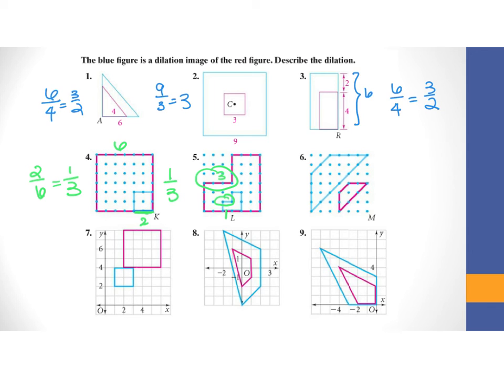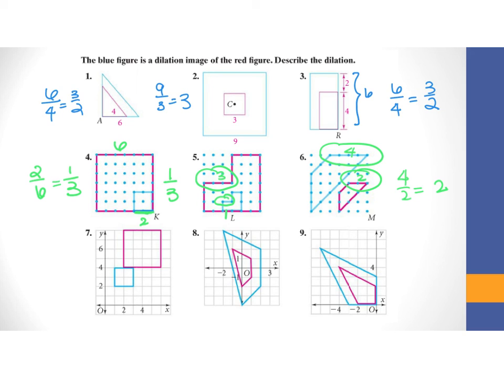Likewise, if I go to number 6 and I look at my blue image, and I'm just going to look at this side here, I've got 1, 2, 3, 4. Where right here, I only have 2. The blue image is bigger, so that's 4/2. And in this case, I end up with a dilation of 2.